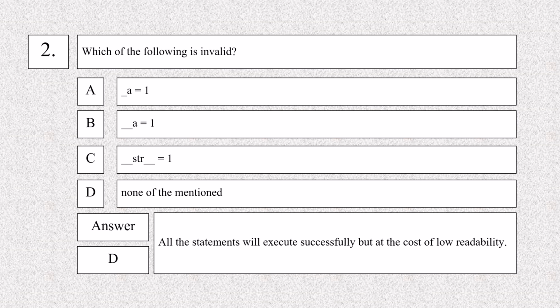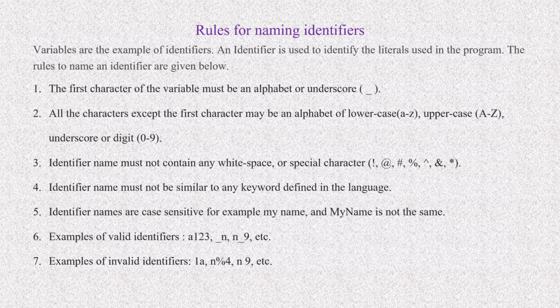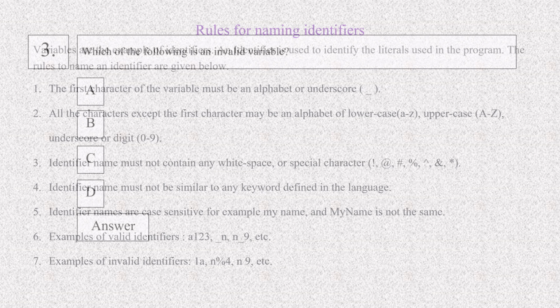Now I'll show you some rules for identifiers. I already discussed all these rules in the tutorial section. You can see that video. I'll provide the link of that video in the video description. You can also just pause the video and read the rules for naming identifiers. But here in this video I'll not discuss all these rules. So go to the next question.